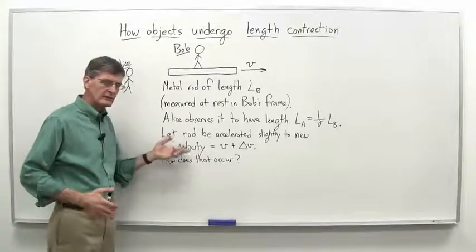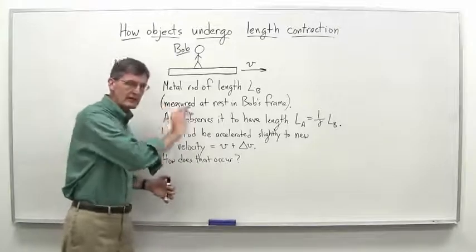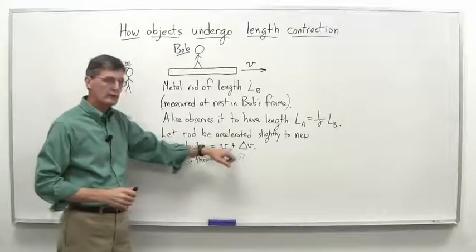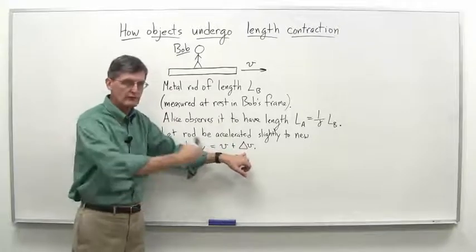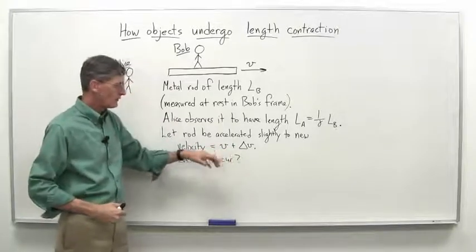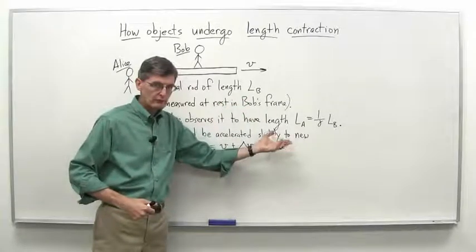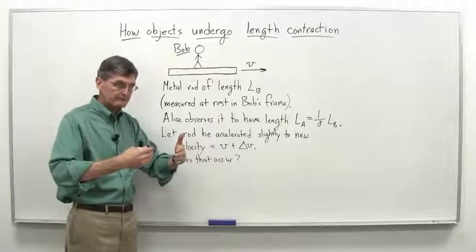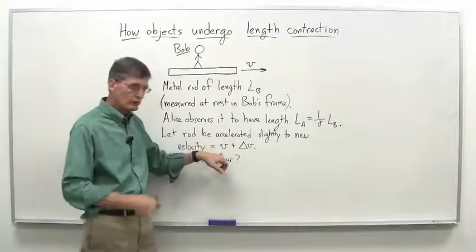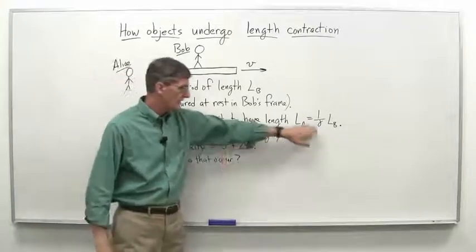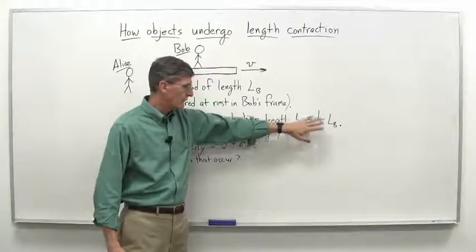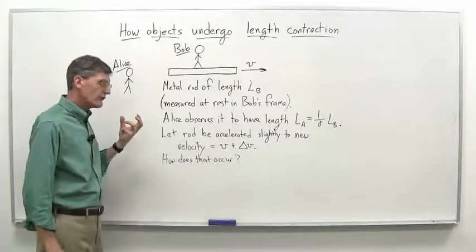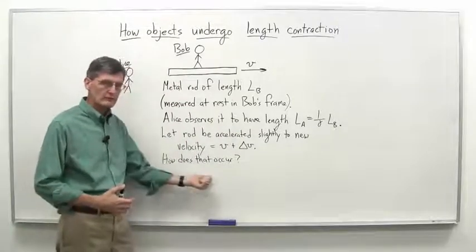Now what we want to imagine, let's say that the rod accelerates slightly. So instead of being at a velocity v, it moves up to a new velocity v plus delta v, just a little bit more. Okay? Well, we know just from our basic length contraction formula that means Alice will see the length contract a little bit. If the new velocity is higher than the old velocity, then gamma is a little bit higher as well, and therefore L sub a will get a little smaller that way. And so what we'd like to think about is, how does that occur?